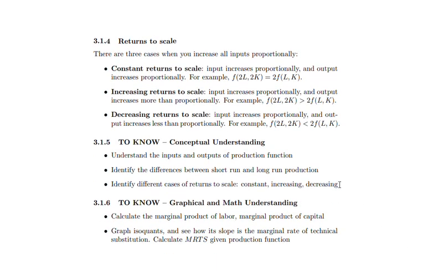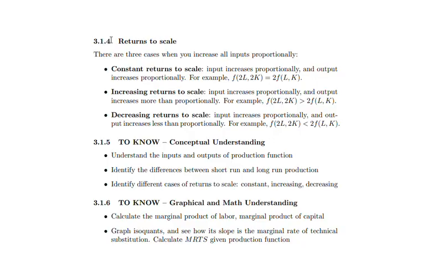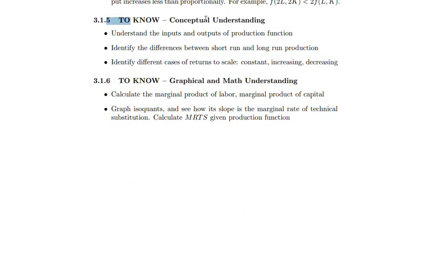Returns to scale is another topic. We have constant returns to scale, increasing returns to scale, and decreasing returns to scale. At that time, we need to discuss these three parts. So what you need to know is, first, understanding the inputs and outputs of the production function, capital and labor. Second, identify the difference between long run and short run production.